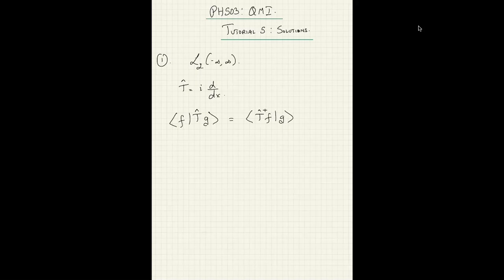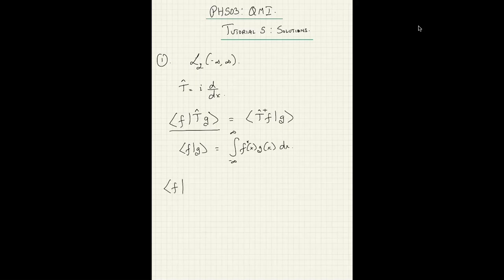If it turns out that the adjoint of the operator T is the operator T itself, then the operator is called a self-adjoint operator, okay? Now I'll be using the definition of inner product, which is the integral of f star of x, g of x, dx. The space is between minus infinity and plus infinity, okay? So let's start by looking at the i d/dx operator. Let's evaluate this left-hand side, whatever this guy is, okay?